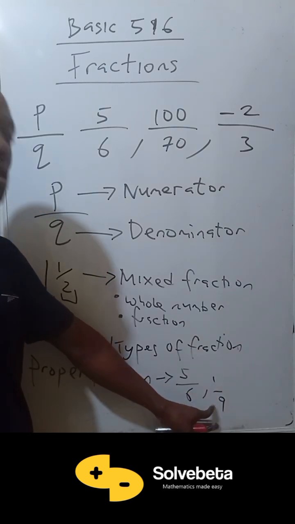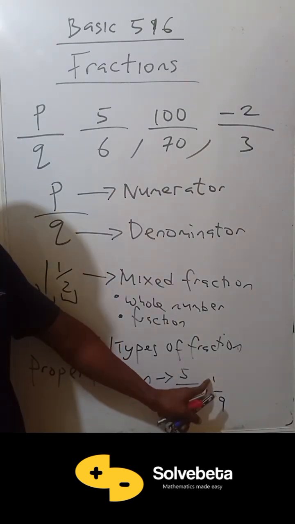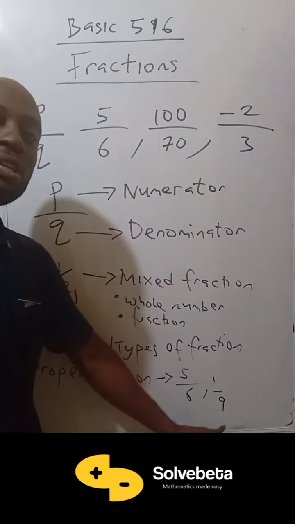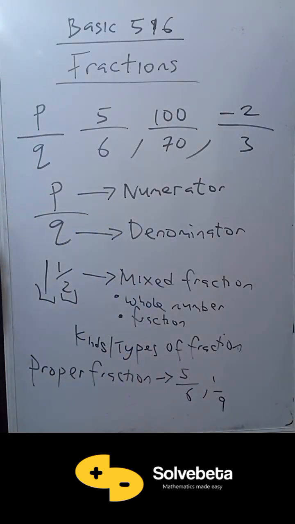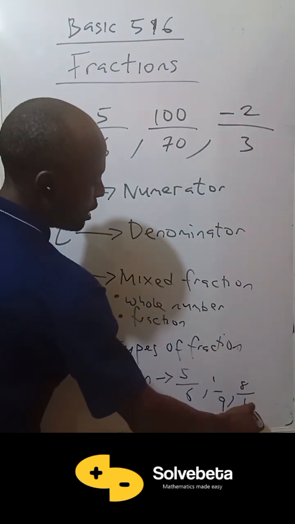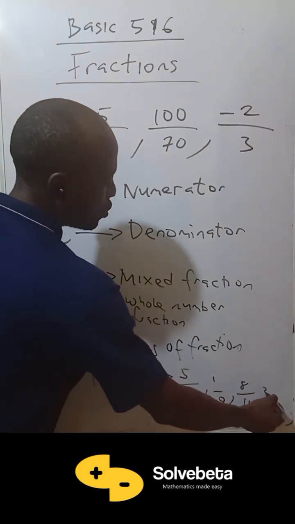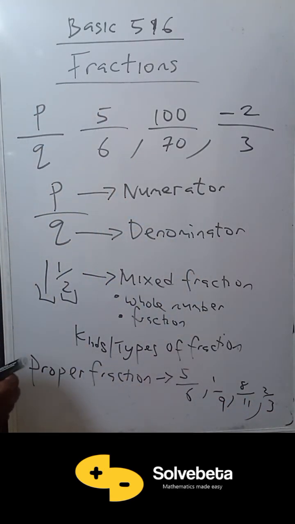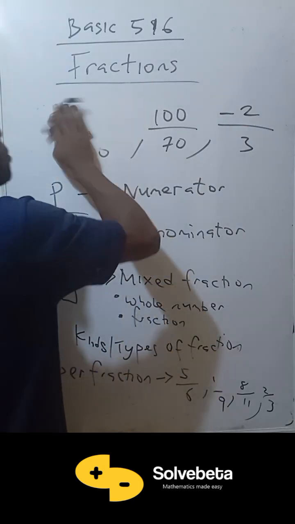1 is less than 9, so it's a proper fraction. The numerator is less than the denominator, or the number above the division symbol is less than the number under it. Another example: 8 over 11, 2 over 3, and so on. So that's the proper fraction. Then the second type is improper.